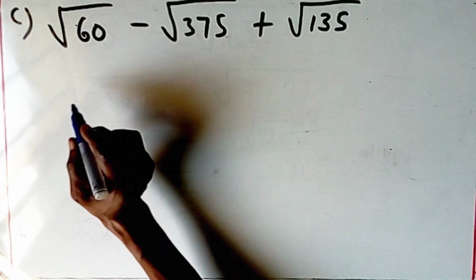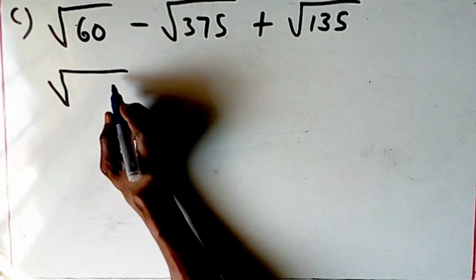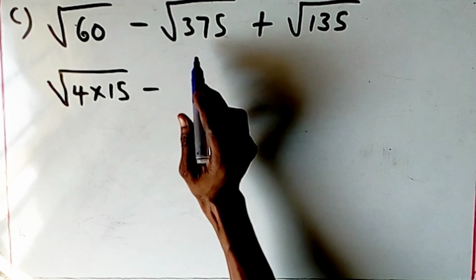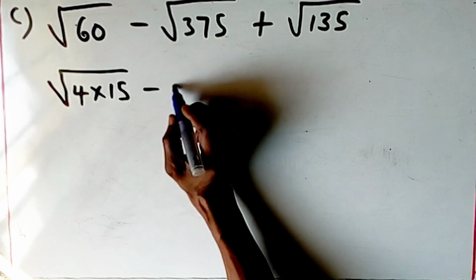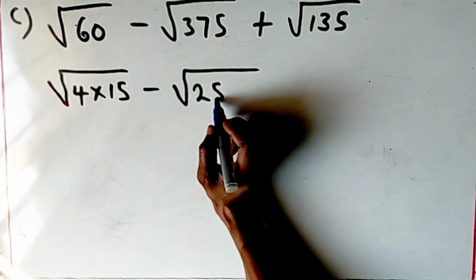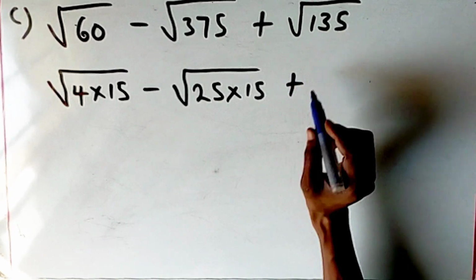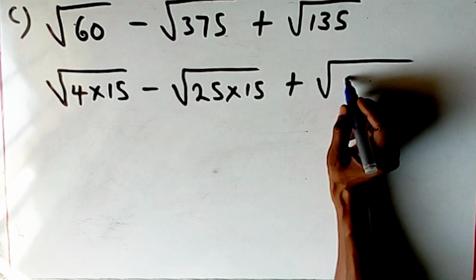The next question. So we'll look for two numbers. One must be a perfect square. So for 60, 4 and 15. For 375, 25 and 15. And for 135, 9 and 15.